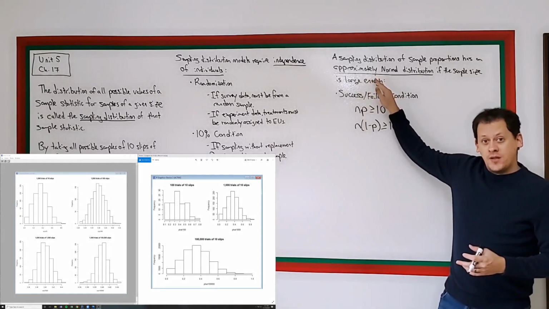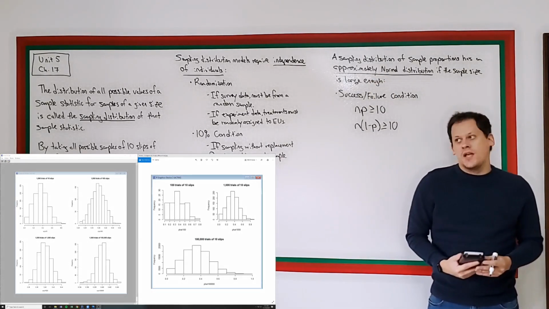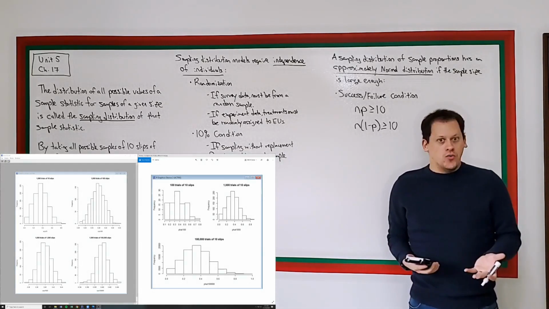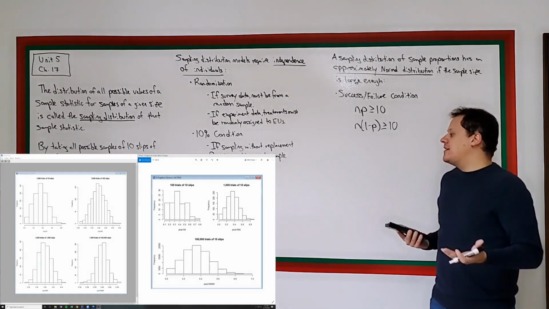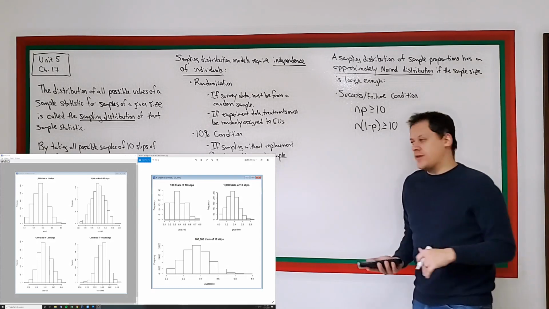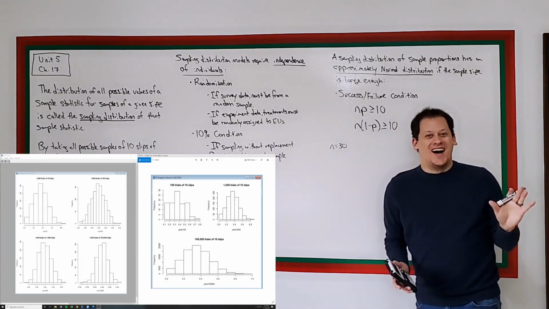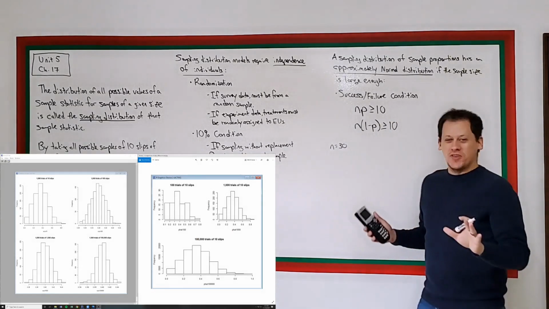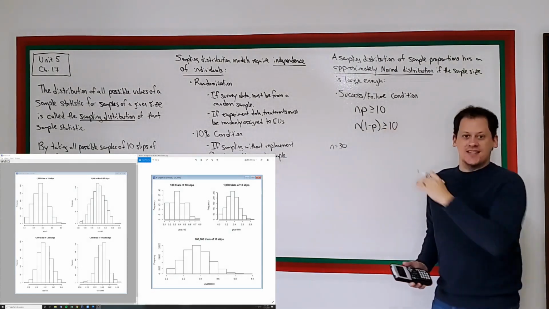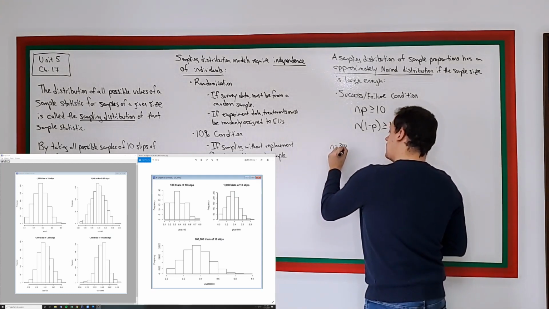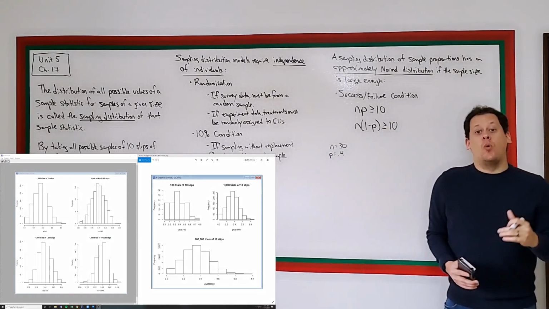So to give some examples of the success-failure condition in action, let's just suppose that I want to take a sample size of 30 from a population. I'm not giving you any more context than that. It doesn't matter what the variable is. We're just checking this condition, just to see how it works. And let's say the probability of success for this variable is 0.4.